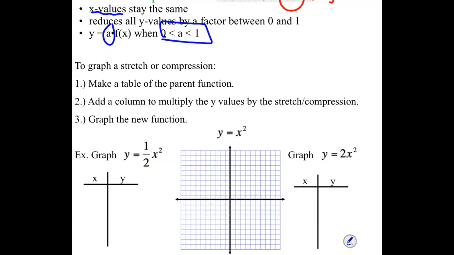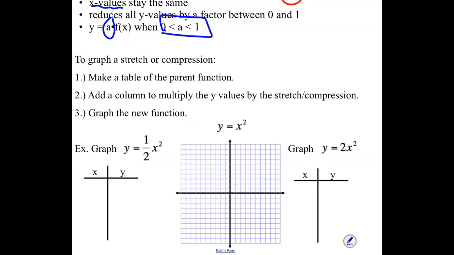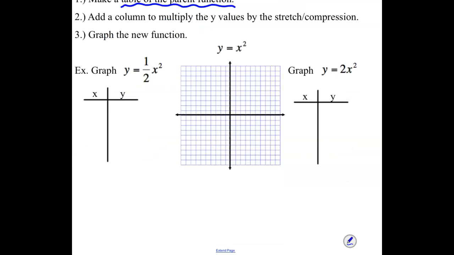So to graph a stretch or compression, we're still going to start out by making a table of the parent function. We always start with our parent function. Then we're going to add another column to that parent function table to get our new y values, and we'll graph those. So let's start by just looking at our parent function, y equals x squared. Hopefully by now you're kind of visualizing that that's a parabola.